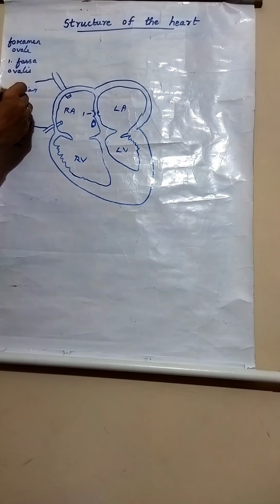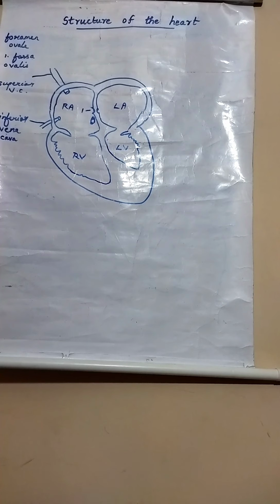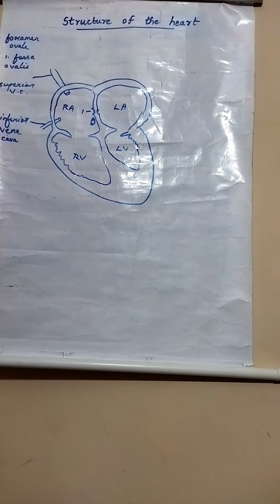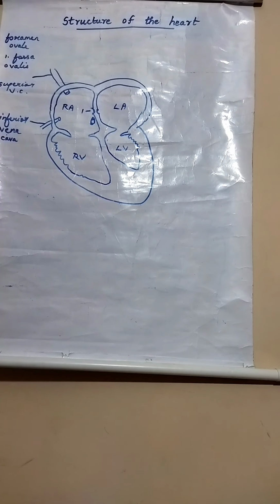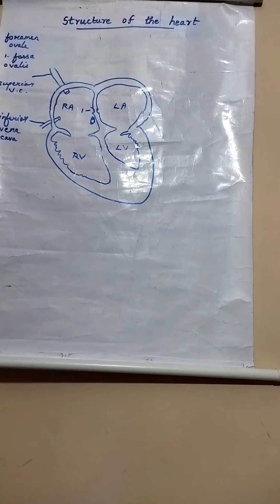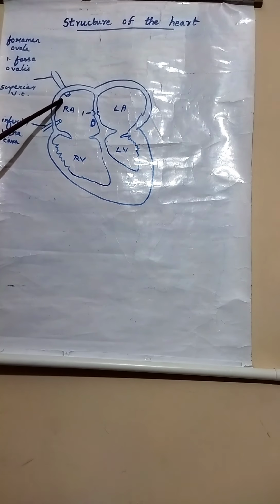So this is the superior vena cava, or it is otherwise called the precaval. So this is going to bring blood from the upper parts of the body, head region, neck region, that is above the heart, all those regions. The deoxygenated blood is brought to the right auricle.